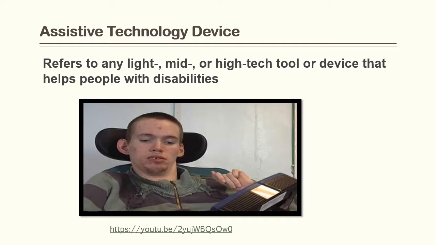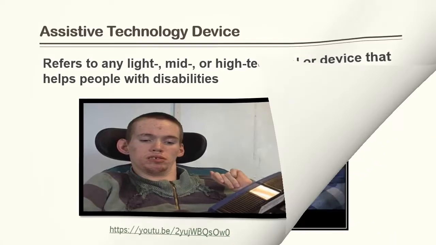Once again, an assistive technology device is defined as any item, piece of equipment, or product system, whether acquired commercially, modified, or customized, that is used to increase, maintain, or improve functional capabilities of individuals with disabilities. The video link on this slide gives examples of a few different types of assistive technologies.